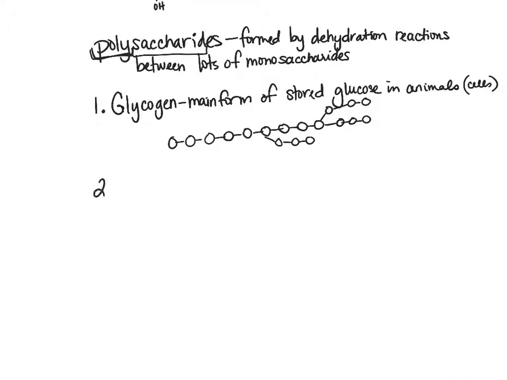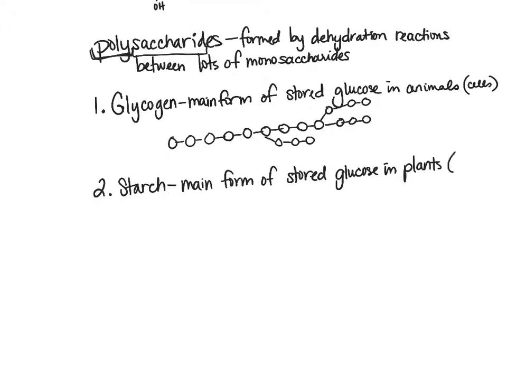The second polysaccharide you should know is starch. So starch is the main form of stored glucose in plants, so within their cells. We typically think of starchy things like potatoes. Potatoes are a good example of something that's very, very starchy. Of course, there's lots of other starchy things. There's lots of starch in breads, and in various different types of vegetables. Carrots have a lot of starch. But potatoes are really, really starchy.